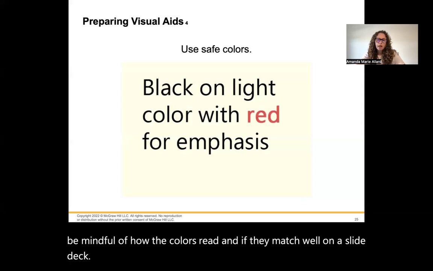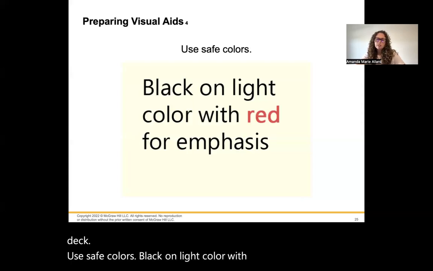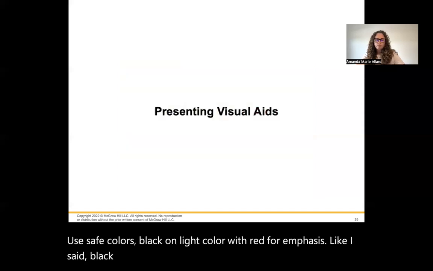Use safe colors, black on light color with red for emphasis. Like I said, black and white.